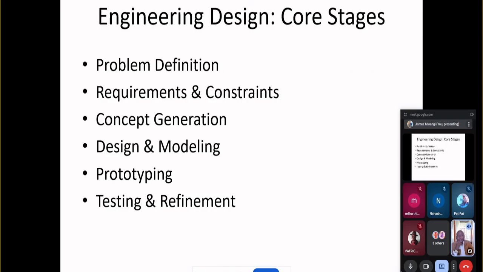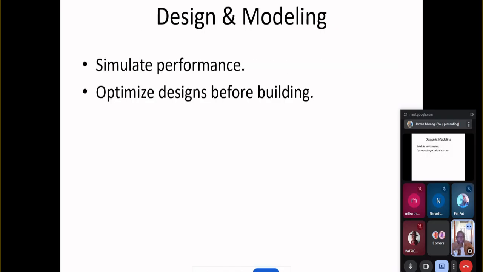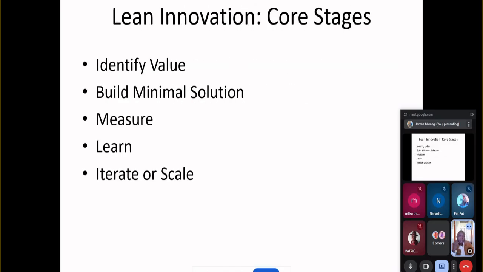Now, the engineering design methodology, we repeat again, has problem definition, requirements and constraints, concept generation, design and modeling, prototyping, testing, and refinement. Then we go to the next and final type of innovation methodology, which has 5 stages. Where number one, you identify the value.